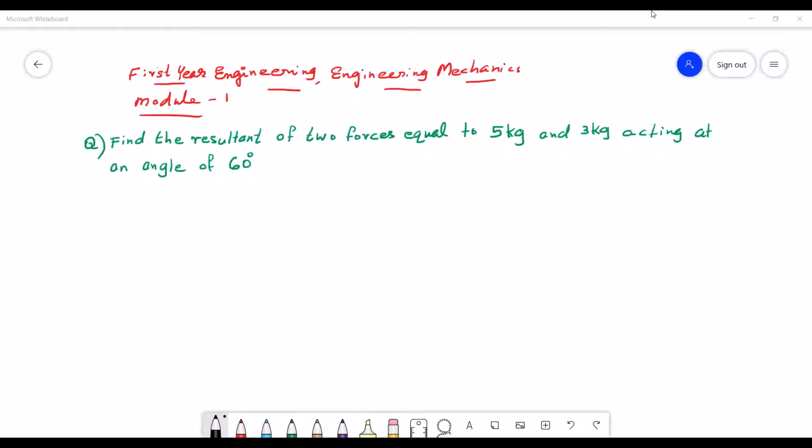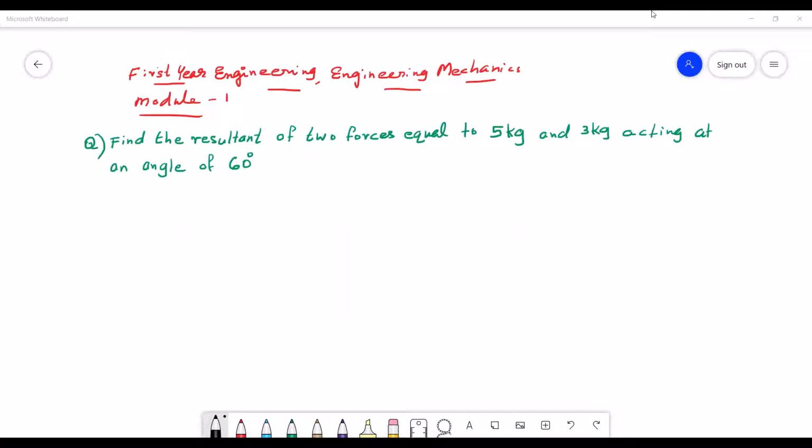So here two forces are given, that is 5 kg as well as 3 kg, and the angle in between the two forces is also given here. So we have to find the resultant of 5 kg and 3 kg if they are acting at an angle of 60 degree. Then they will form a parallelogram. So we should know the parallelogram law of forces.